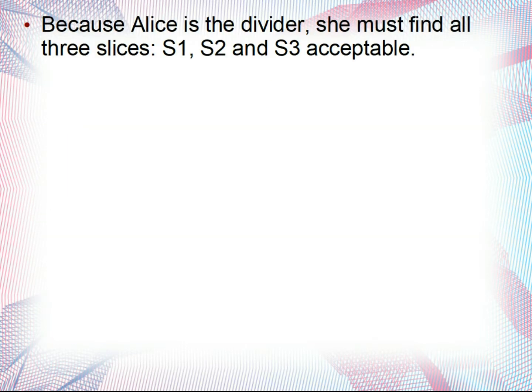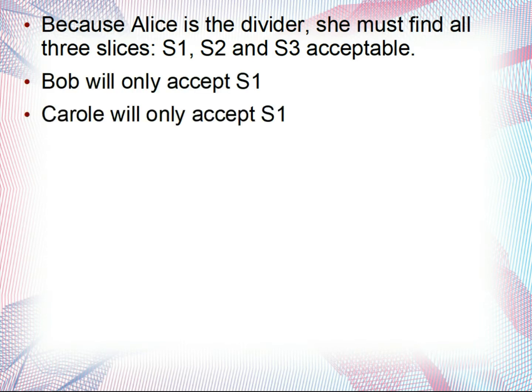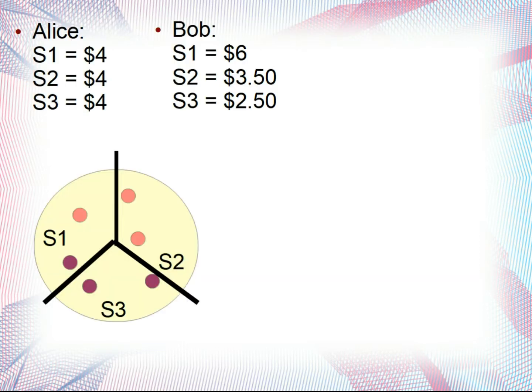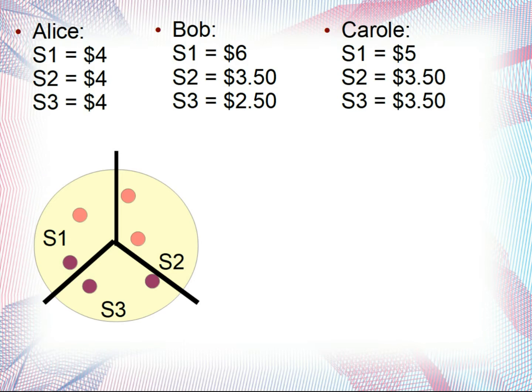So because Alice is the divider, she must find all 3 slices acceptable. Bob will only accept slice 1, and Carol will only accept slice 1 as well. So this presents a problem because we cannot give each player an acceptable slice. So I am putting all of the values of all of the players on the screen at once so that I have a summary of what's going on here. These are just the values that I said before.